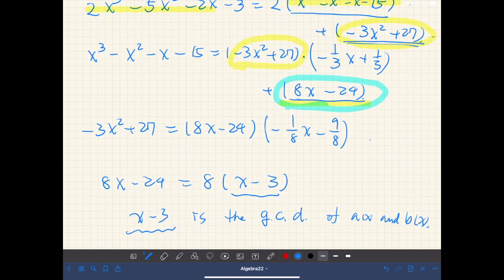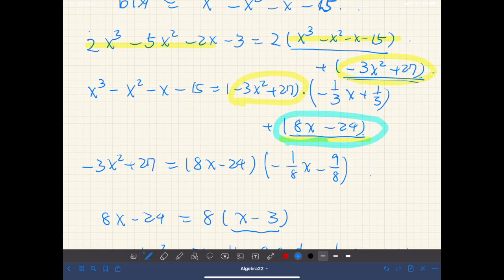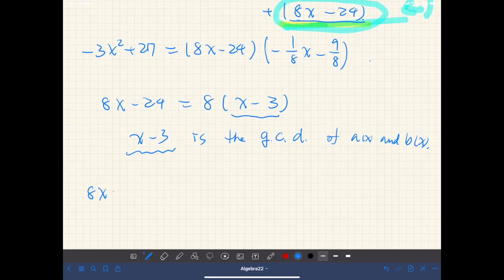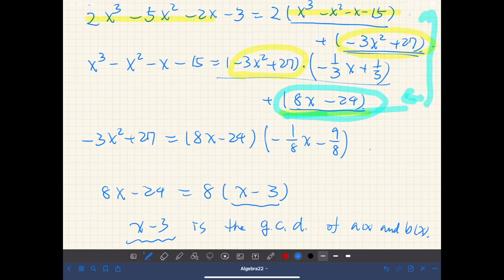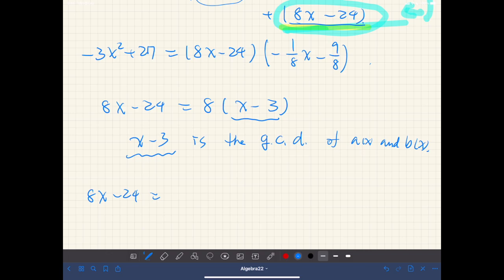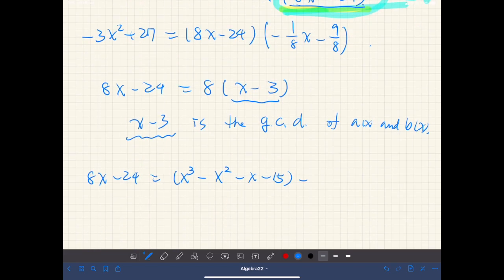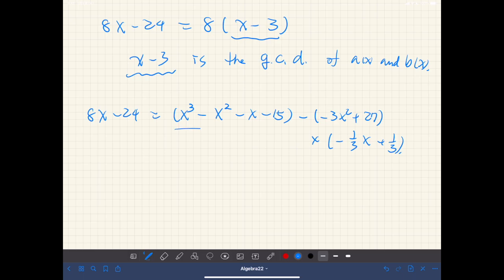And furthermore, following this process of division algorithm backwards, starting from here and going backwards, we can find this 8x minus 24 is equal to, so move this term to the left hand side, and we have x cubed minus x squared minus x minus 15 minus minus 3x squared plus 27 times negative 1 over 3 times x plus 1 over 3. And this one is b of x.